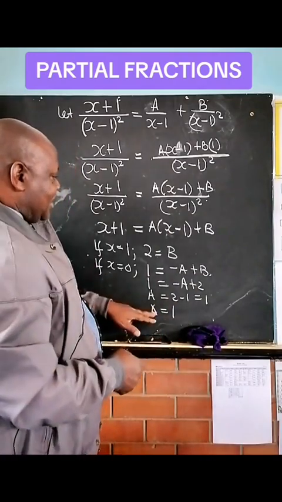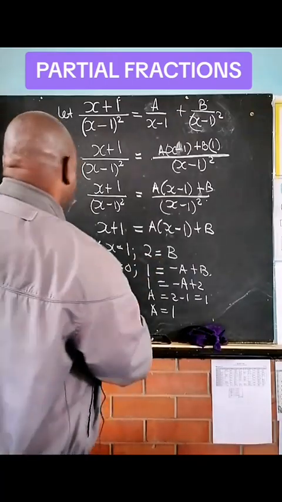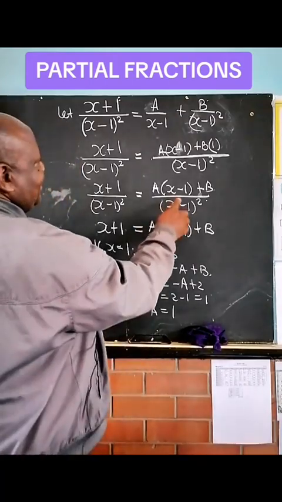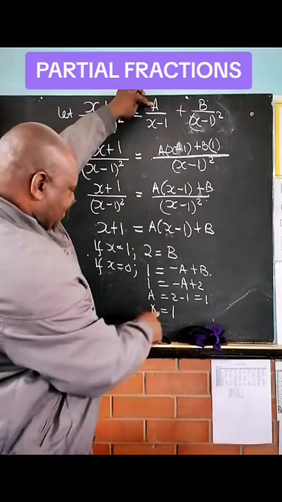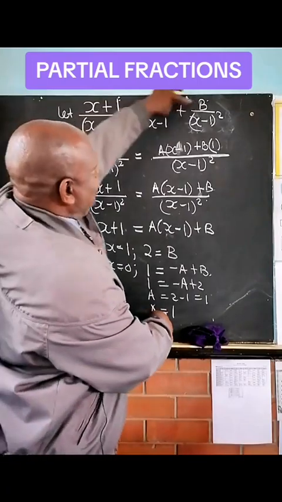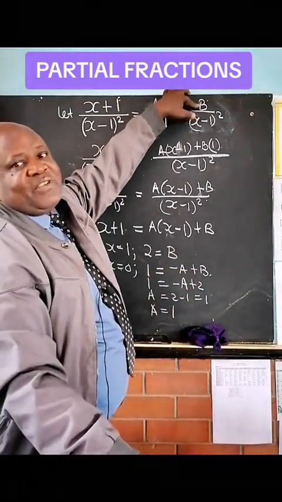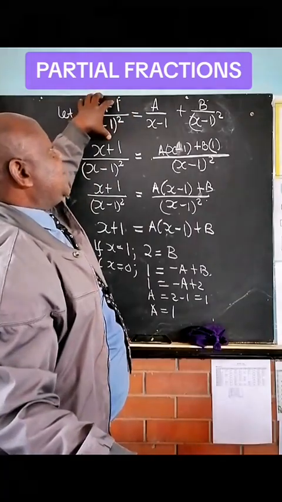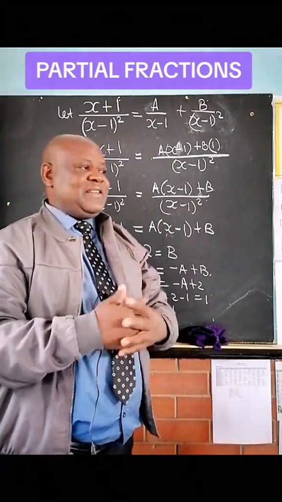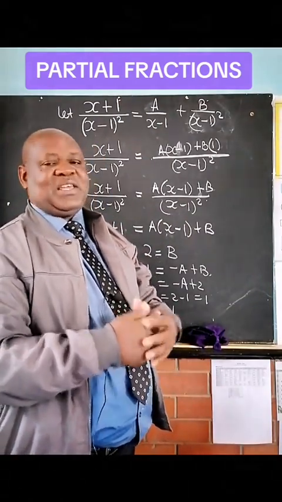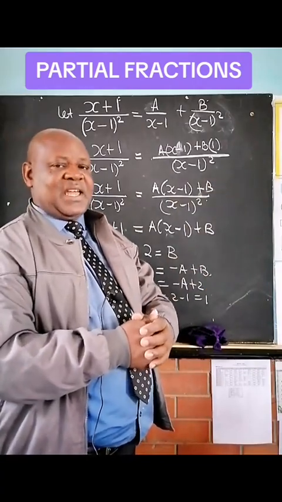So a is 1, b is 2. What it then means is I can now come here and replace a with 1 and b with 2. By so doing, you will have split your composite fraction into 2 partial fractions, and that is how you deal with expressions that have got a denominator that has a repeated factor. Thank you very much.